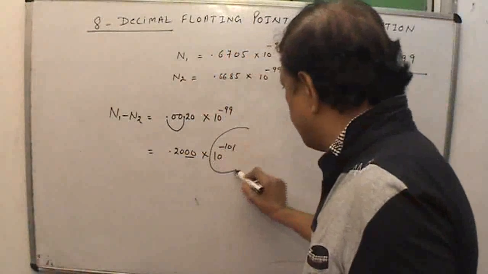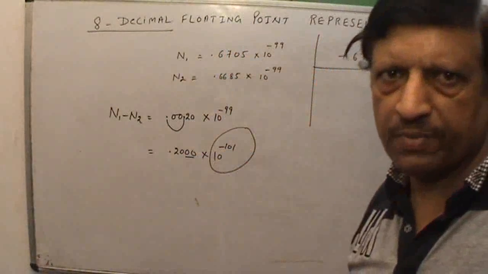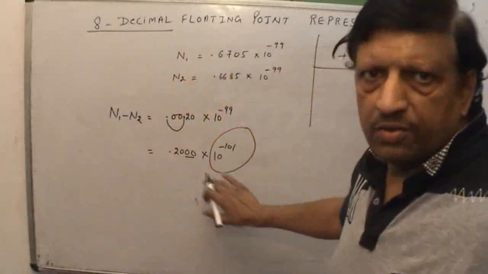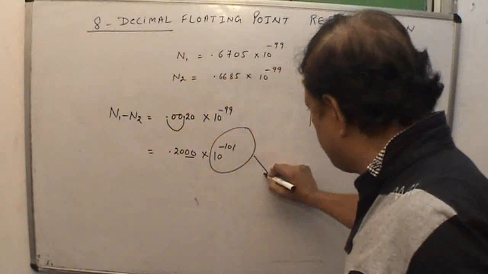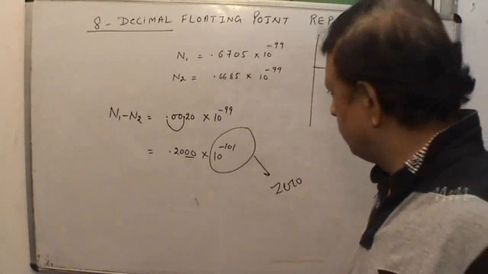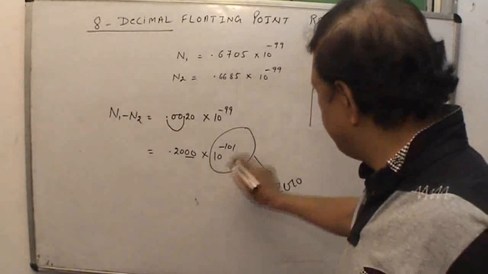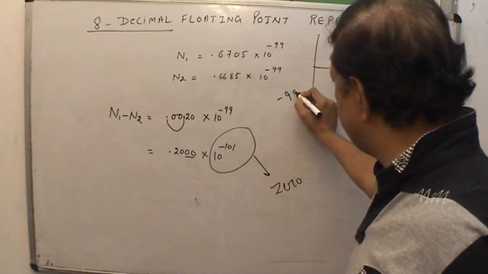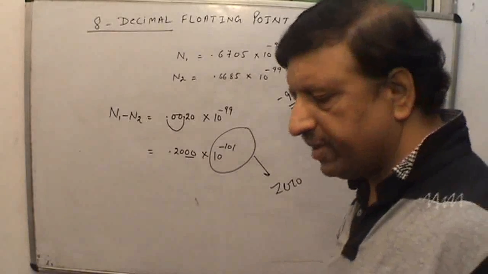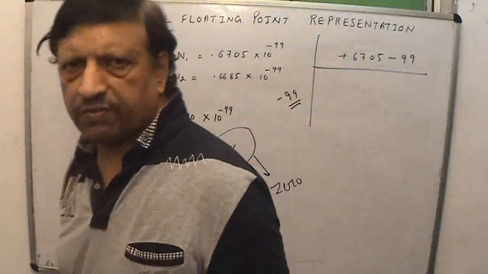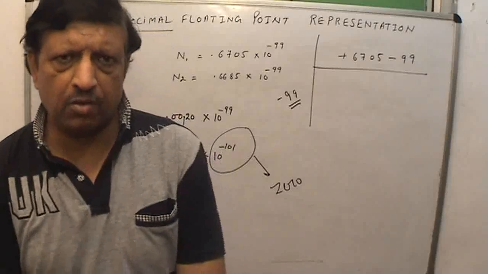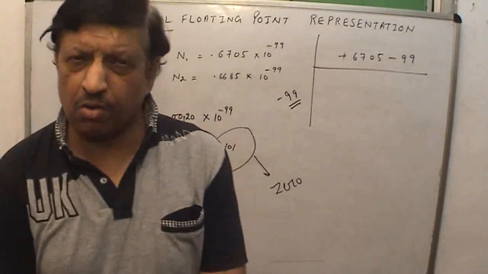Now, here is the problem. This figure cannot be stored under this system. Then we stop the system here and count it as 0. If any figure whose exponent is less than minus 99, the computer will count it as 0. It means the 0 of the computer doesn't mean nothing. It means it is something, but our system cannot consider or count it.